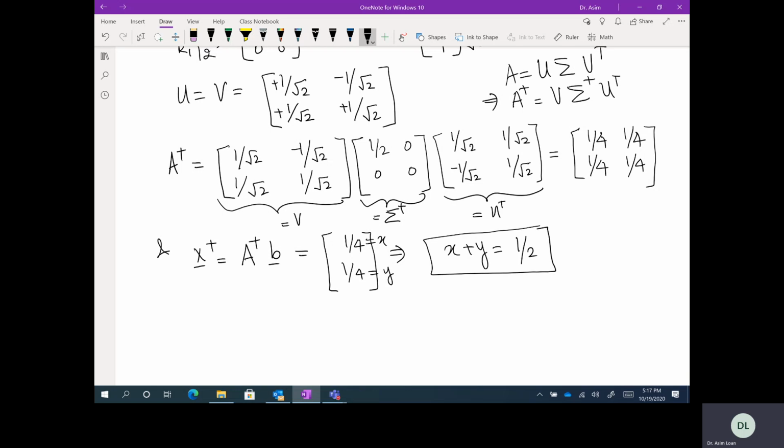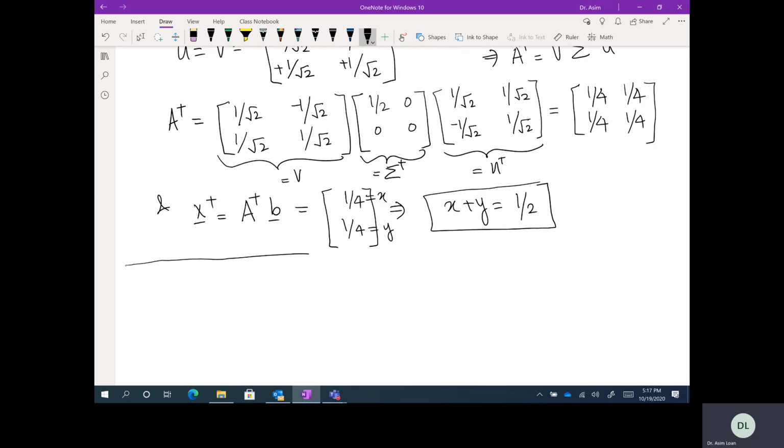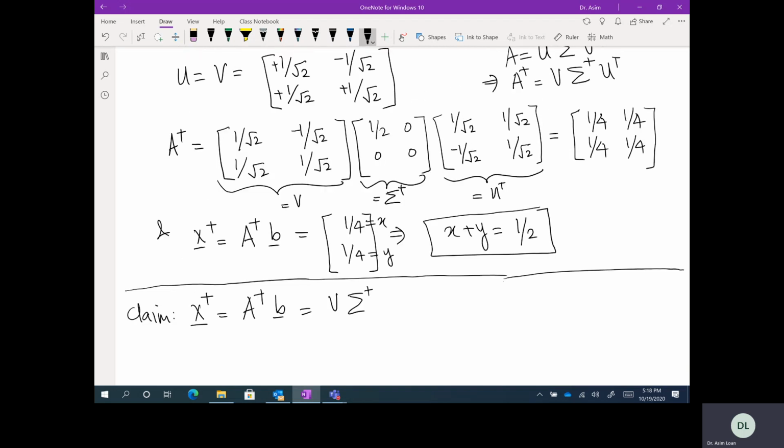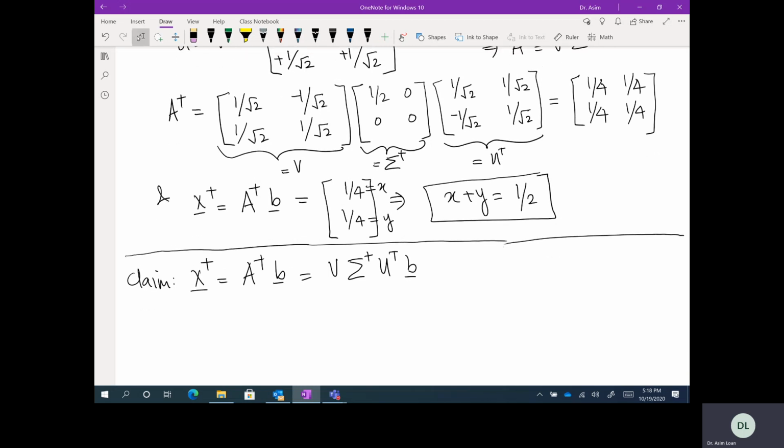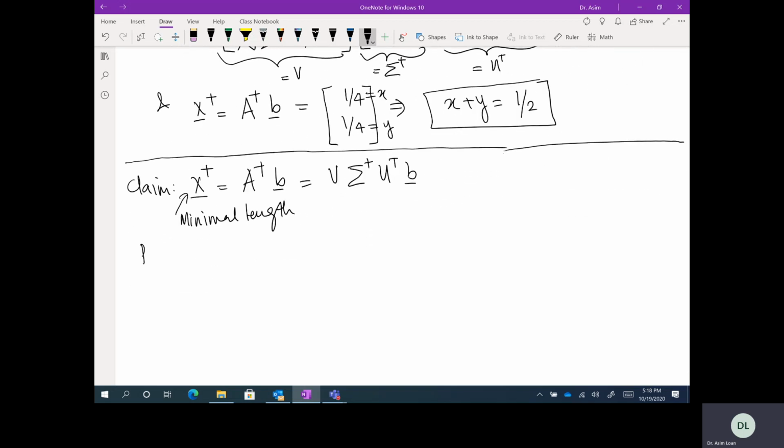So the proof is: the claim is x plus equals A plus b, which we know is V sigma plus U transpose b. And we say this is the minimal length. Let me show this is the minimal length. So the proof is like this.